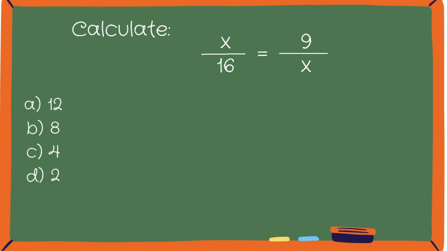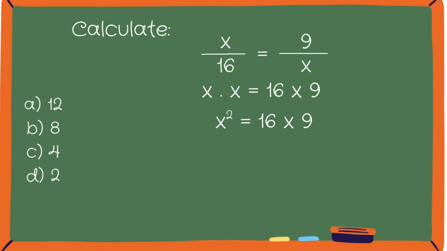Let's see. When we have an equality of fractions, it is true that the cross product is maintained. How is that? Look, x multiplied by x, the numerator times the denominator, is equal to 16 multiplied by 9. Okay, x by x is equal to 16 times 9. x by x is equal to how much? x squared. And here I have 16 times 9.